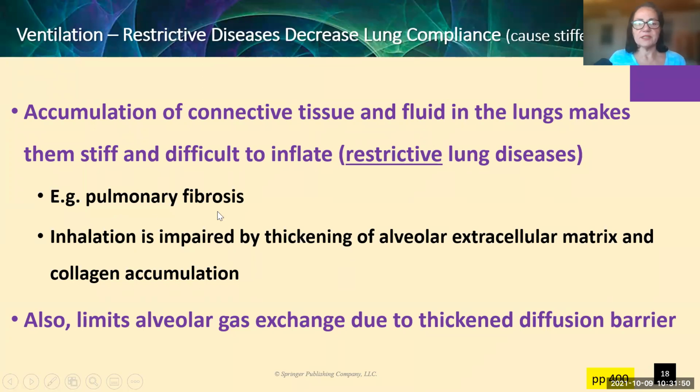A best example of this is pulmonary fibrosis, in which stiff connective tissue is being put down, and the alveoli can't expand. So the inhalation's impaired because of this collagen accumulation. But then on top of that, alveolar gas exchange is affected because that diffusion barrier, the space where the oxygen is supposed to pass and the carbon dioxide is supposed to pass in the other direction, gets thicker. So it's harder to get the gases across.